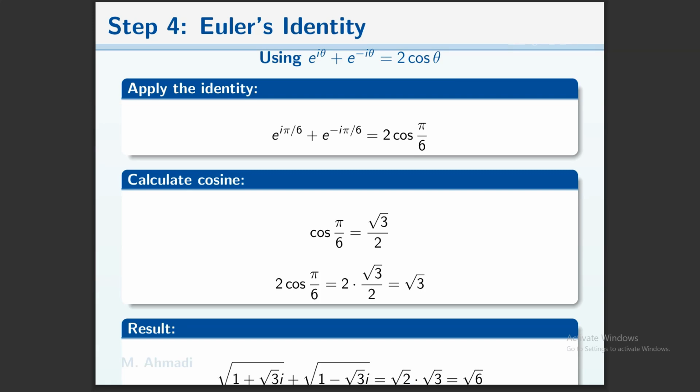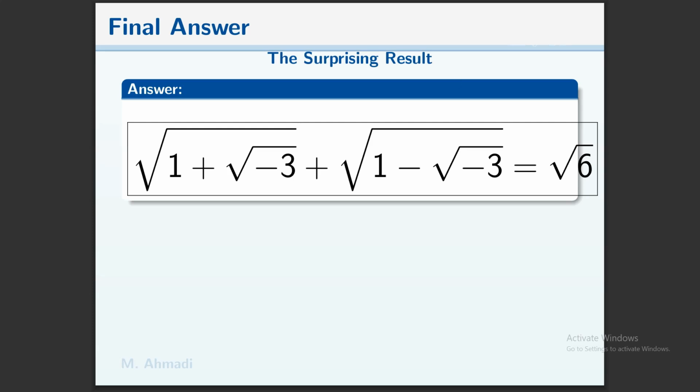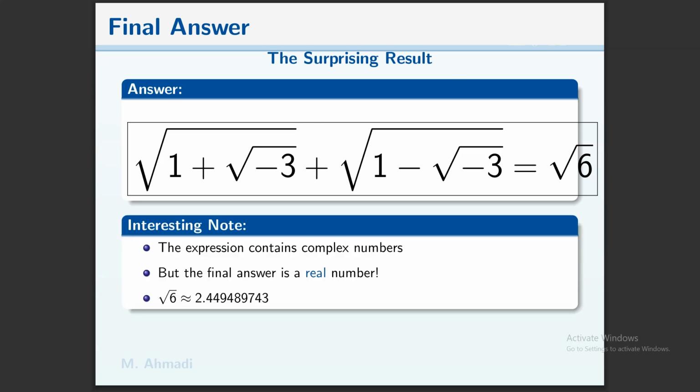So the result is the square root of 1 plus the square root of 3i plus the square root of 1 minus the square root of 3i equals the square root of 2 multiplied by the square root of 3, which equals the square root of 6. And the final answer is surprising. The square root of 1 plus the square root of minus 3 plus the square root of 1 minus the square root of minus 3 equals the square root of 6. This expression contains complex numbers, but the final answer is a real number.